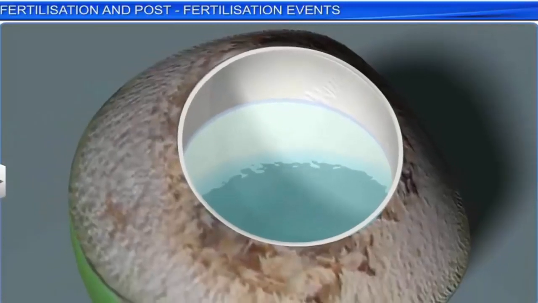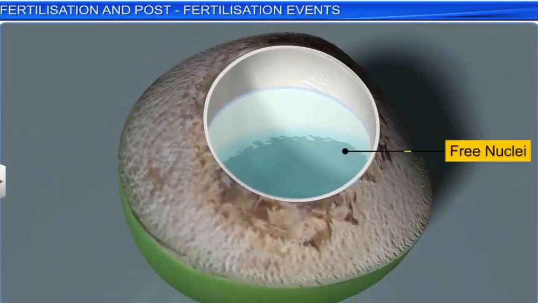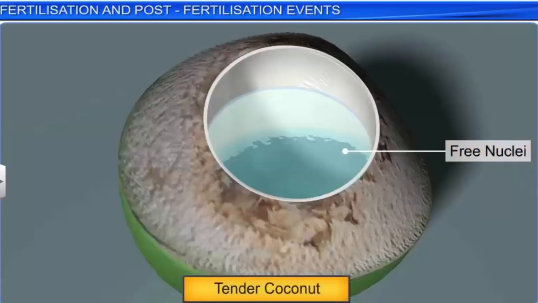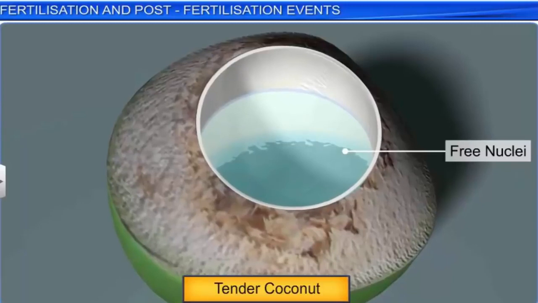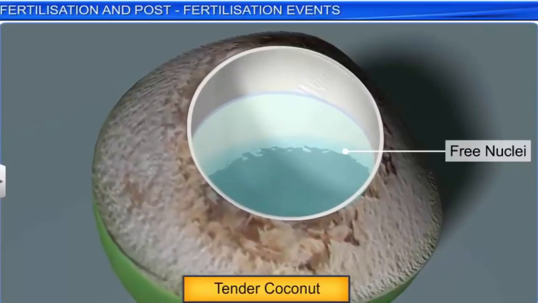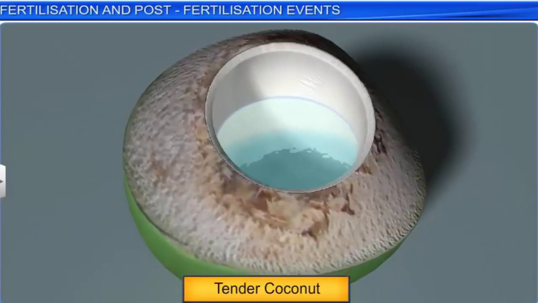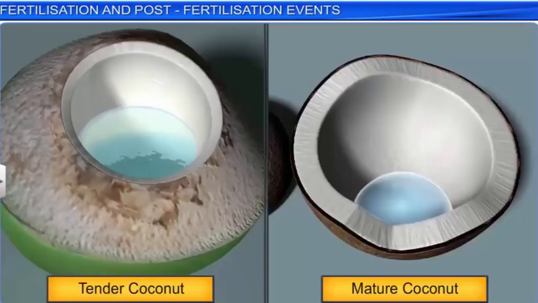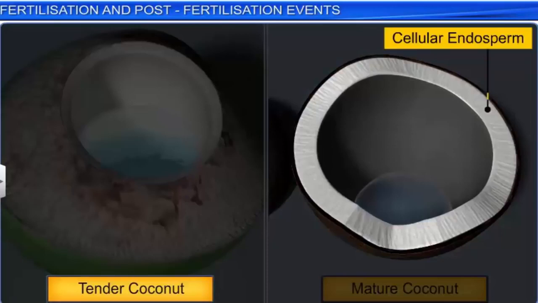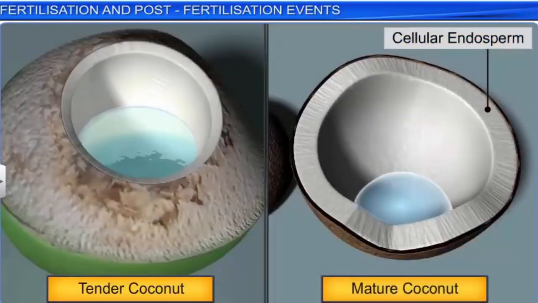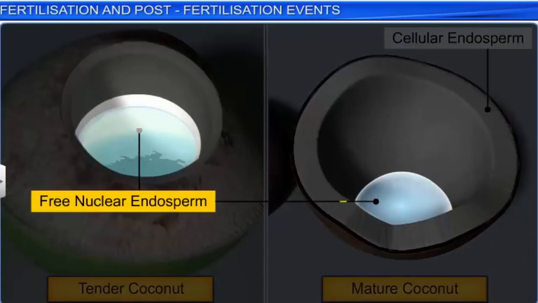Interestingly, the number of free nuclei formed prior and post-cellularization differs greatly. Take the case of a tender coconut fruit, where the coconut water that you see is actually thousands of free nuclei. As the coconut matures, cellularization leads to a decrease in the quantity of water and the formation of the white kernel, the cellular endosperm. Therefore, in the coconut, we find both free nuclear endosperm made up of thousands of nuclei and cellular endosperm.